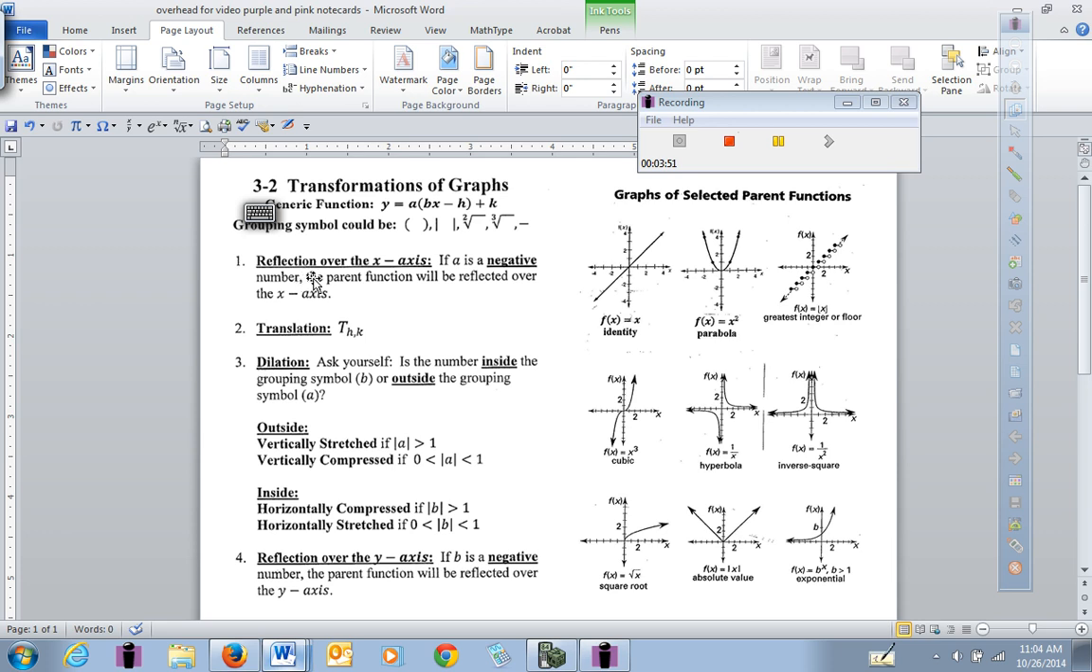we can do the translations, which would be step number 2 on your purple note card, or we can do dilations, we can do reflections on all of these functions. Okay, so it's going to be a little different than last year in that respect.